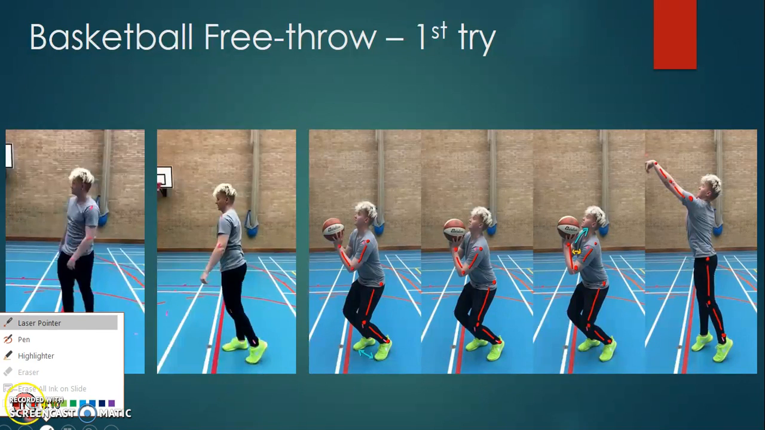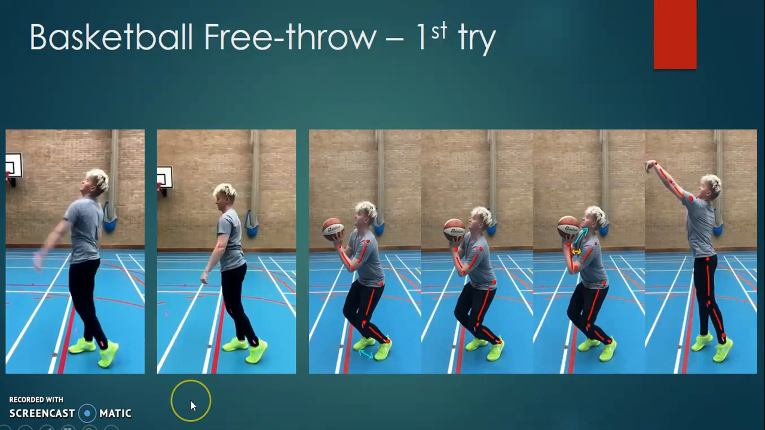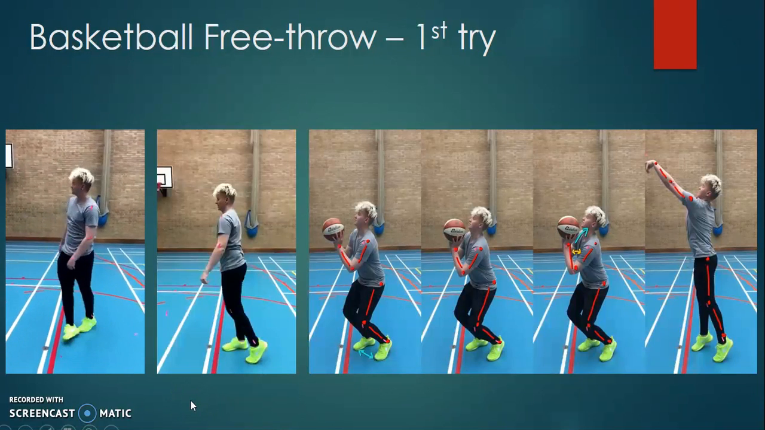So if we go back to the video, you can see that Max does not have a starting routine. A starting routine is where you allow yourself a couple of seconds to concentrate on what you're doing before you throw the ball. This may be, for example, that you bounce the ball a couple of times, you rotate the ball on your hand, just so you can concentrate on the outcome that is shooting the ball and getting it in the hoop.